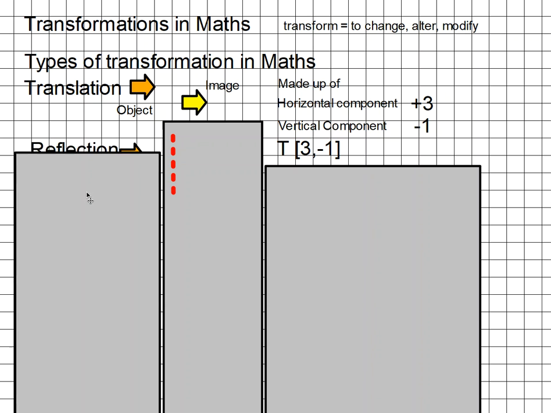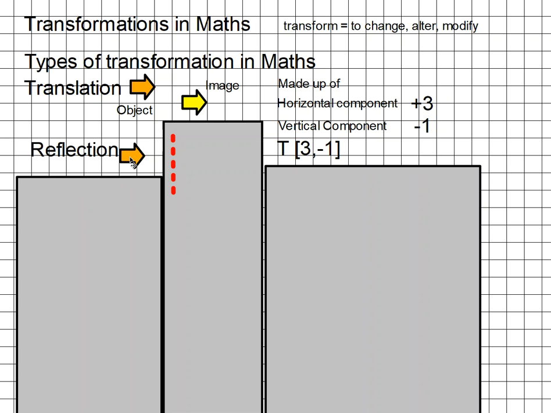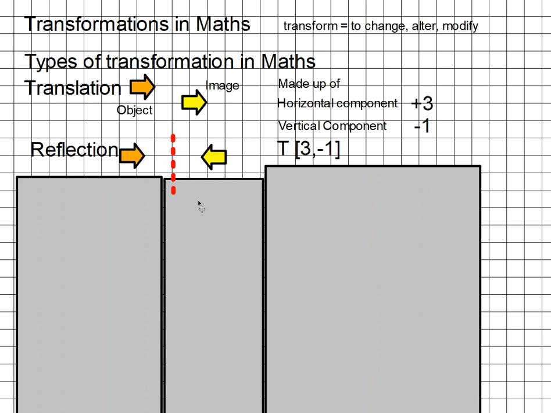A second type is a reflection, where we have an object or a graph, and we want to know what it would look like if we reflect it in an imaginary mirror line, in this case a vertical line. So clearly the reflection in that mirror line would be our image here.